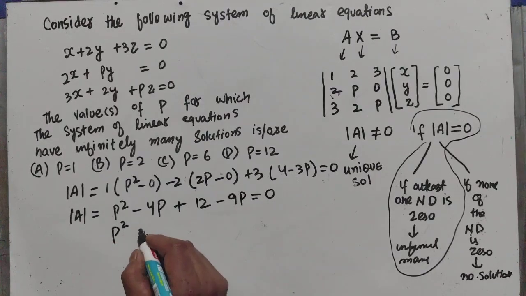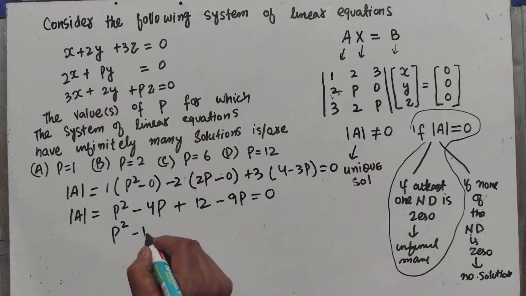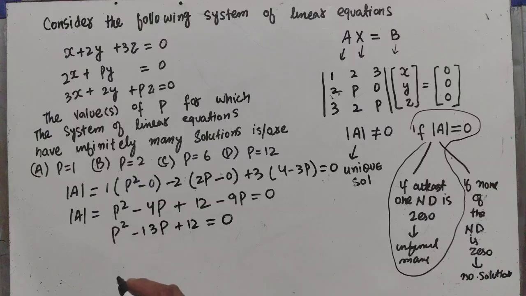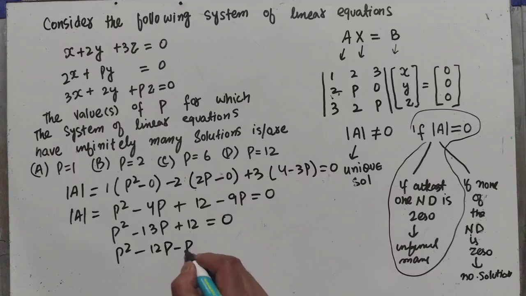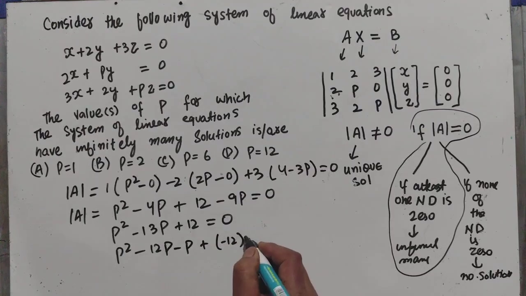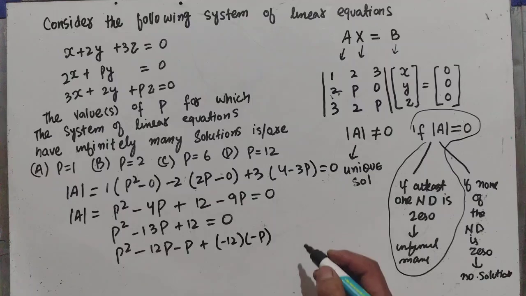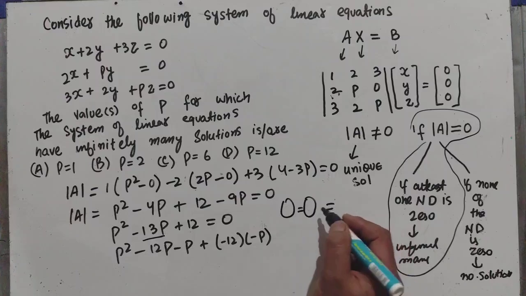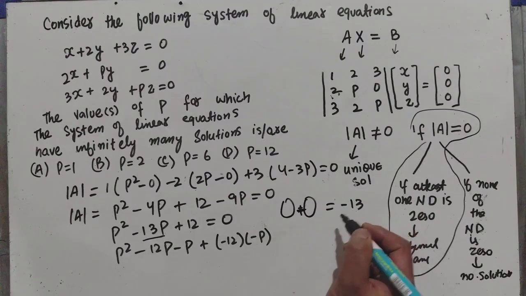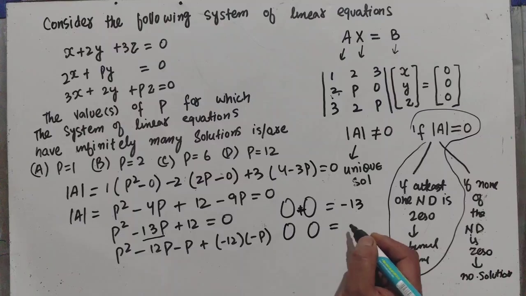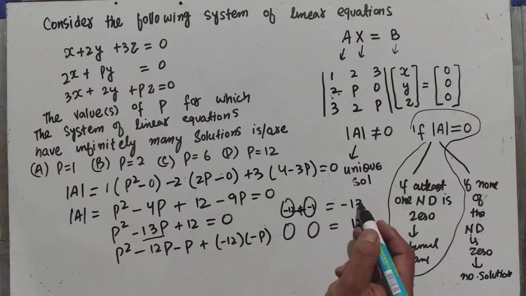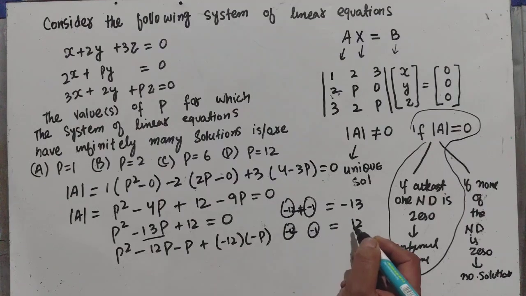So p square, so 9 and 4, it is minus 13p plus 12 should be equal to 0. Factor this out. So we will get p square minus 12p minus p plus 12. Okay, what we have done, we separated the middle term in such a way that the sum of the two numbers should be equal to minus 13, and the product of the same two numbers should be equal to 12. So if we write here minus 12 and minus 1, so it becomes minus 13. Minus 12 into minus 1 is plus 12.